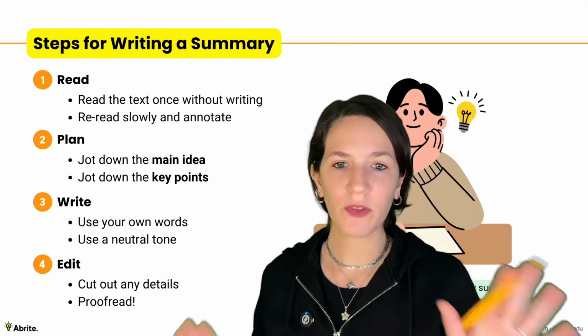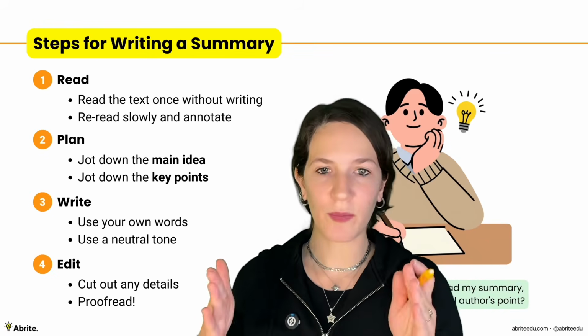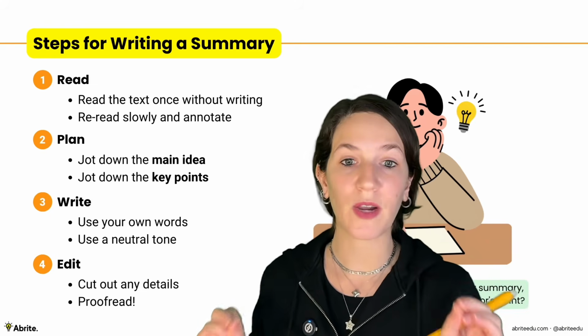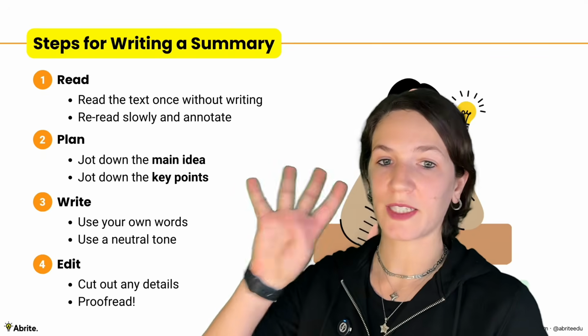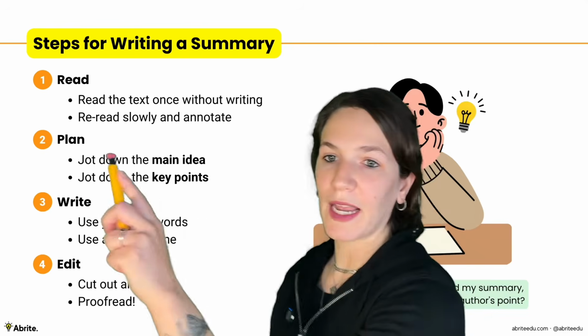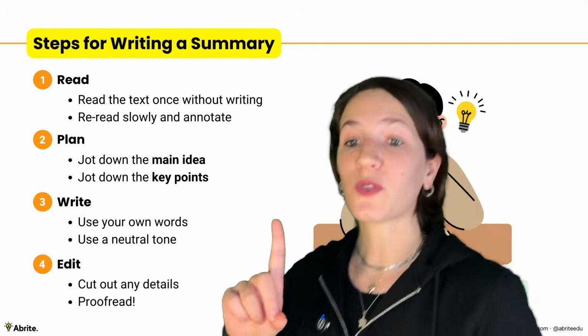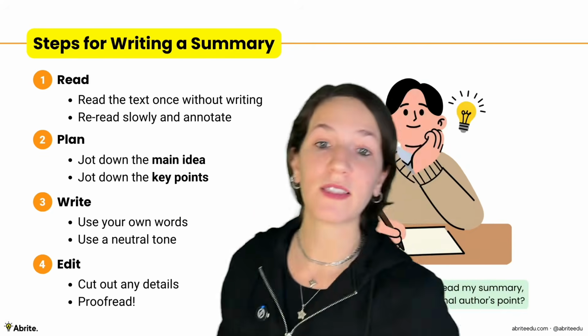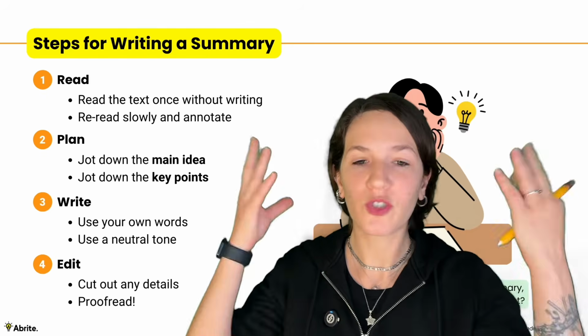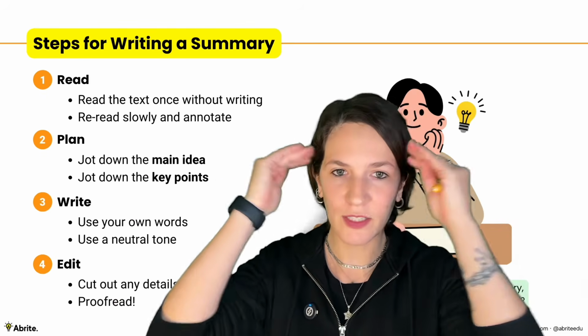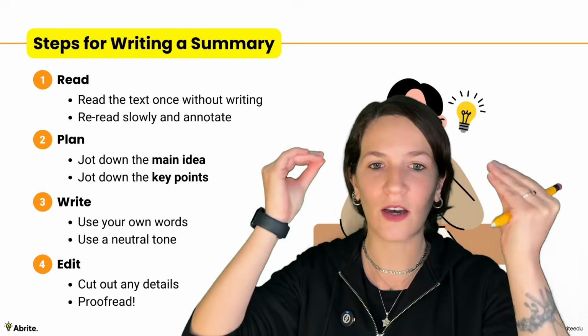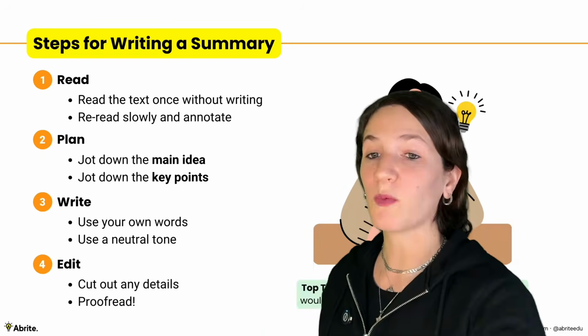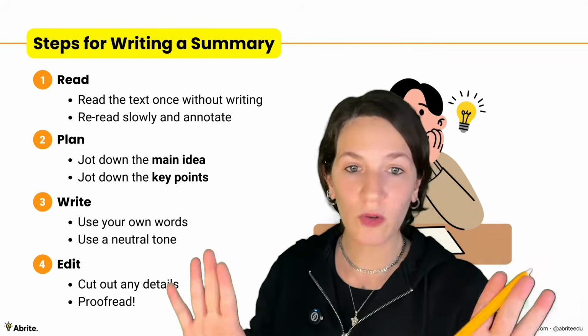All right, now that we know the difference between our main idea, our key points, and our details, we're ready to write a summary. And there are 4 steps to writing a summary: read, plan, write, and edit. First, we're going to read twice. So we're going to read the text once without writing anything down. We just want to get the gist. We want to get the text into our head and start to put together an idea of what the text might be about. Then we want to reread again slowly and annotate.